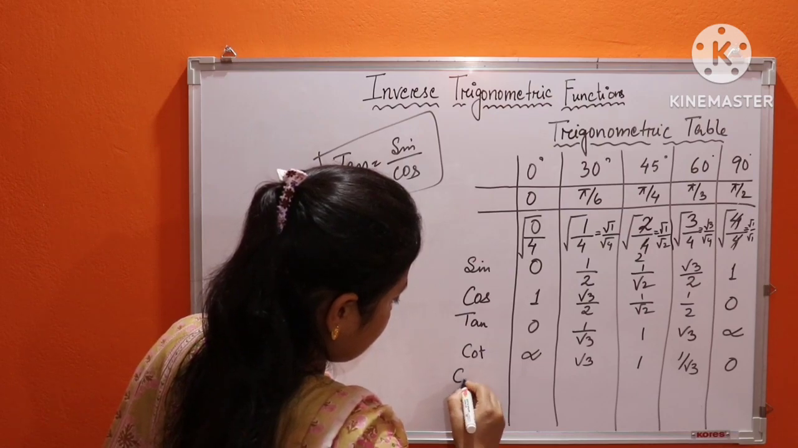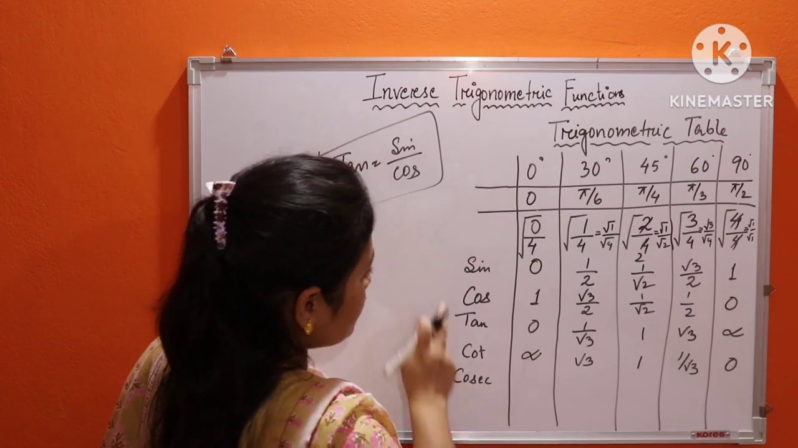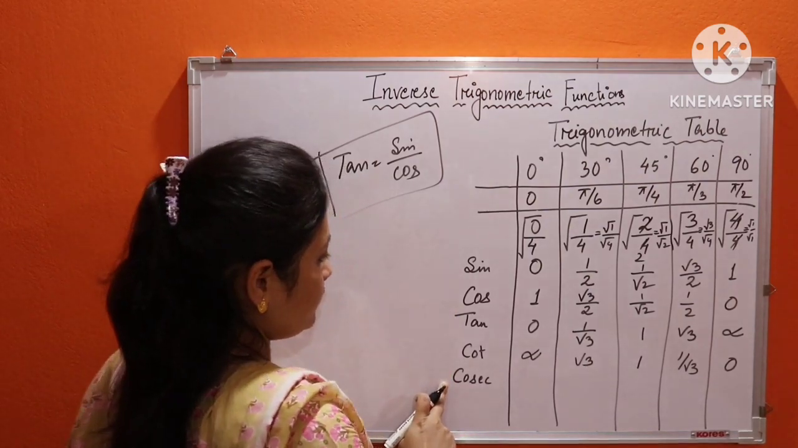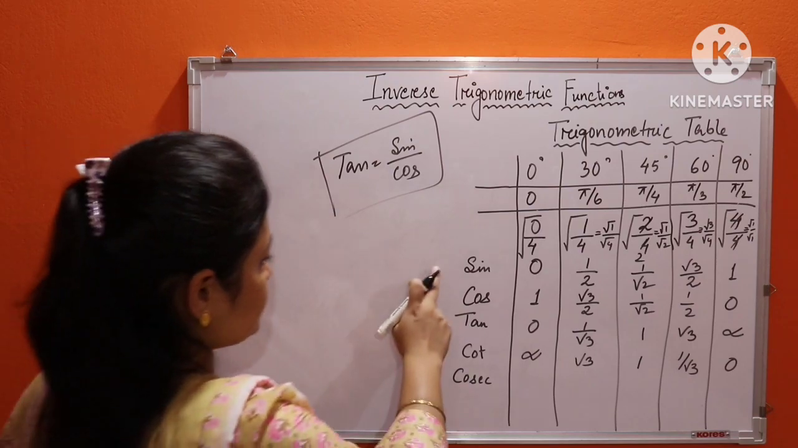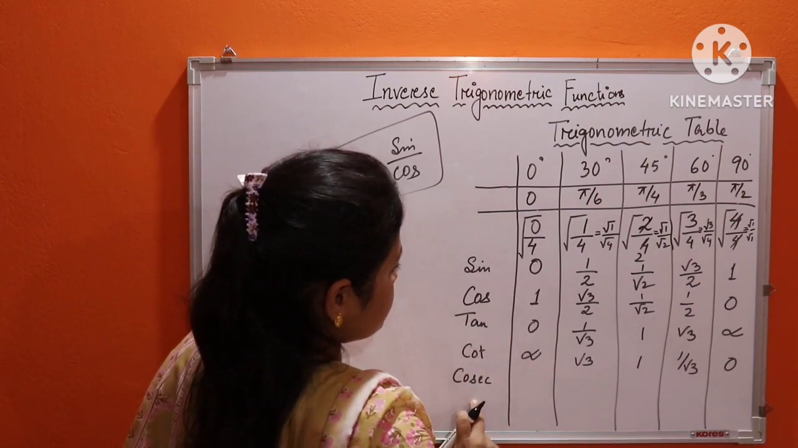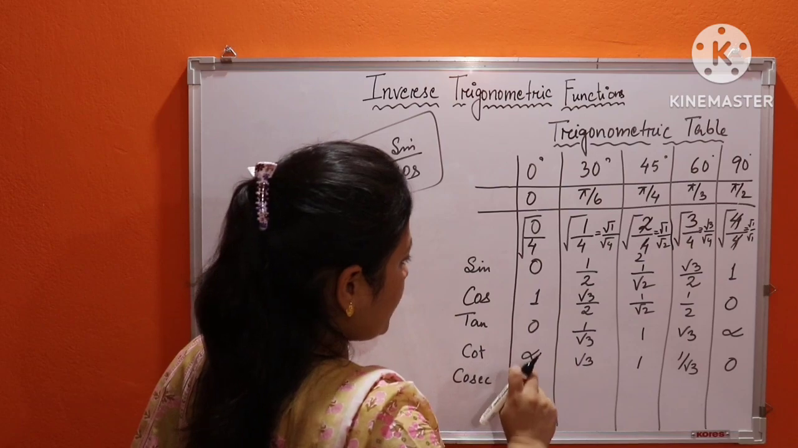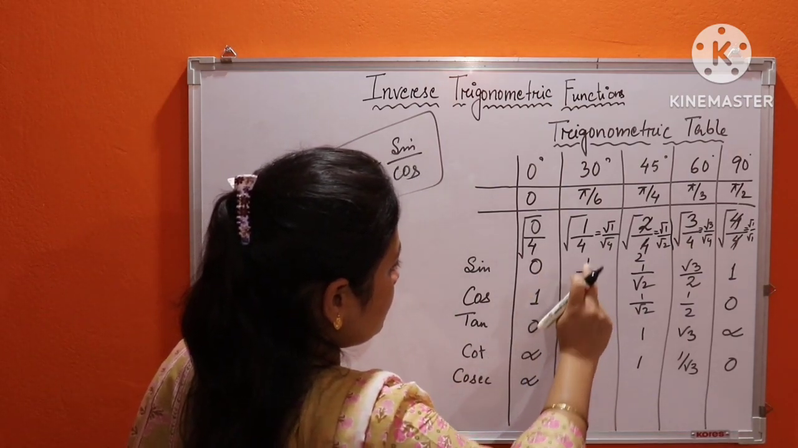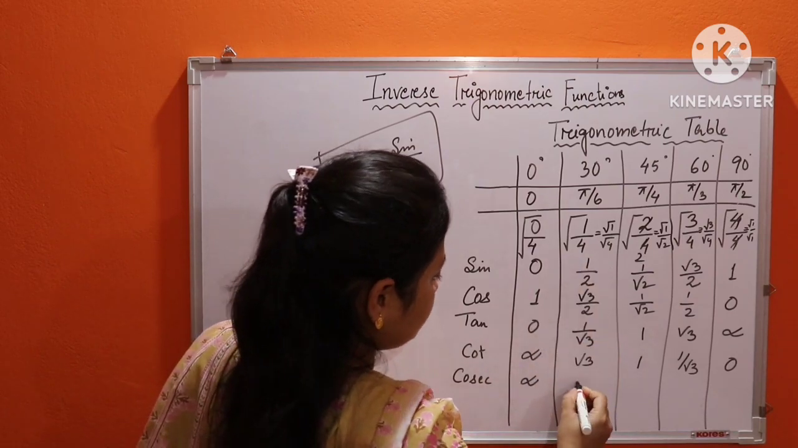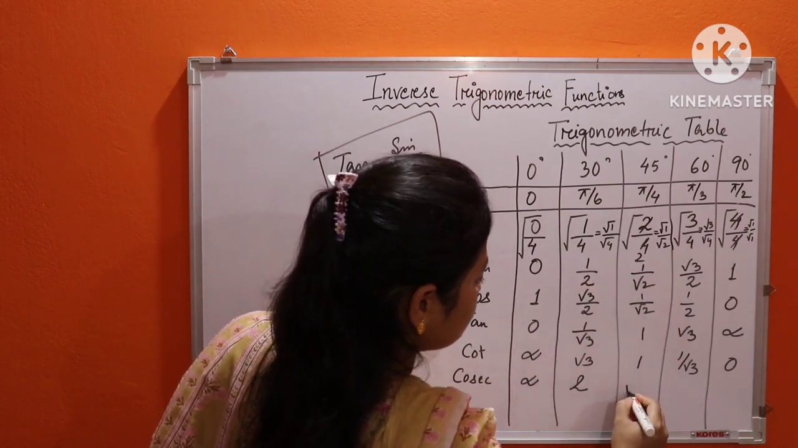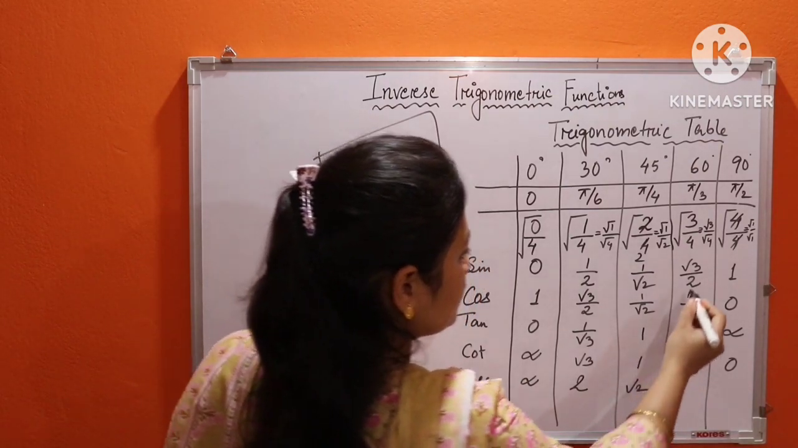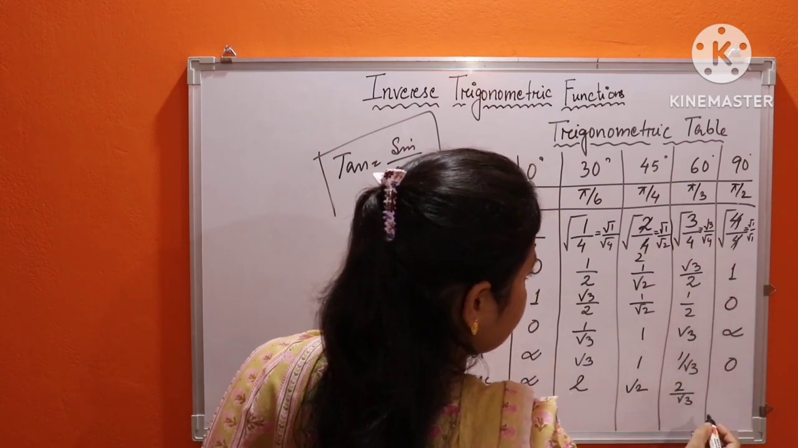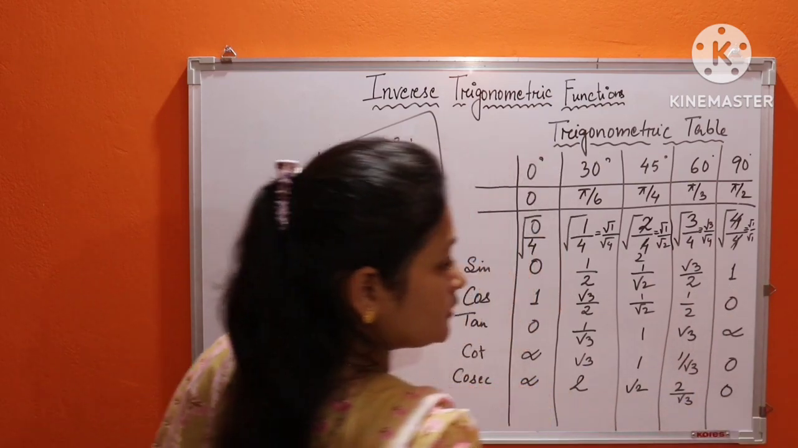Next, cosec. Cosec is just the inverse, just the reciprocal of sine. Reciprocal of sine, that means 0 by 1, 1 by 0 will be infinity. 1 by 2 will be 2. 1 by root 2, root 2 by 1, 2 by root 3 and 1 by 1 will be 1.